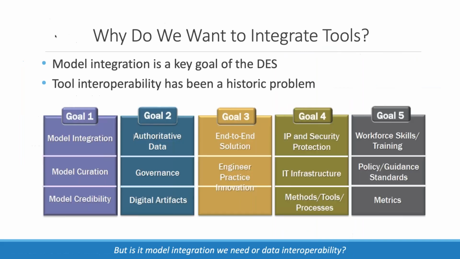So one of the questions is, why do we want to integrate with tools? Well, first of all, the digital engineering strategy made it one of the goals. In fact, the first goal in it is model integration. So that's very critical. Obviously there are a number of other goals, model curation, model credibility, all these other factors that are all part of this. But model integration is very critical. And the question is, though, do we always need to integrate the models, or is it the data interoperability we're really looking for? Because that's been a big problem for a long time.